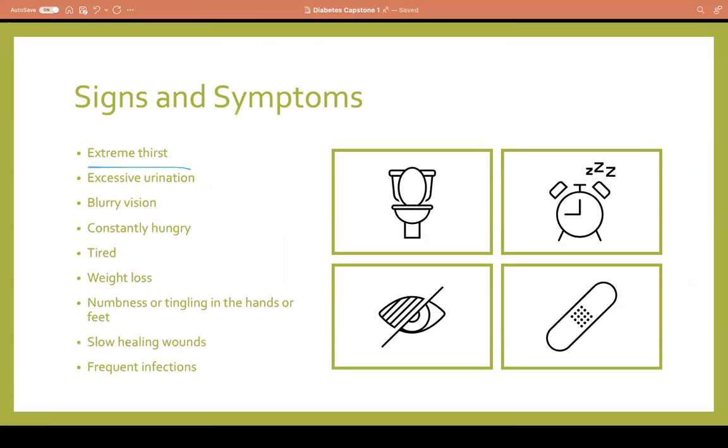So this leads to extreme thirst, excessive urination, blurry vision, being constantly hungry because the glucose in your blood is not being taken up by the cells, and that's not being converted and used for energy. You're going to be tired because you don't have any energy, weight loss, numbness and tingling in the hands and feet, slow healing wounds, and then frequent infections. All of these signs and symptoms are due to having very high blood sugar. It's really not sustainable for anyone.